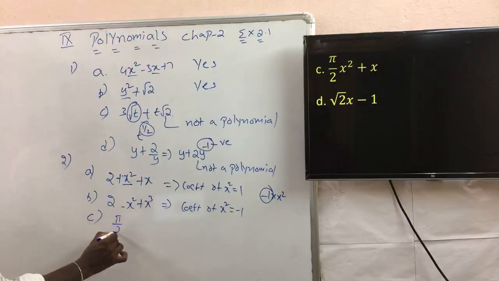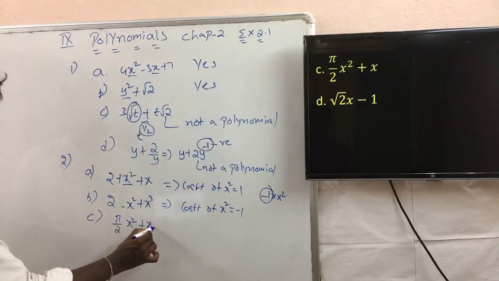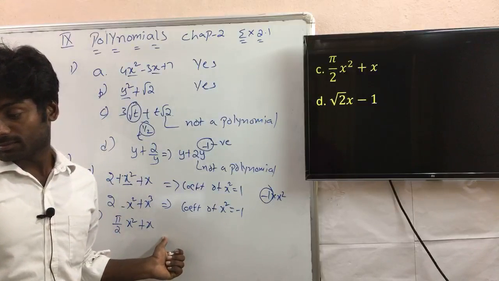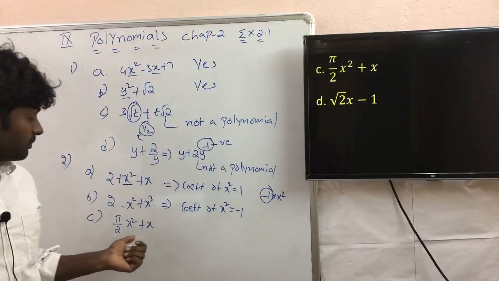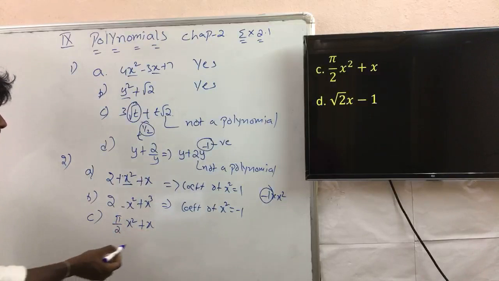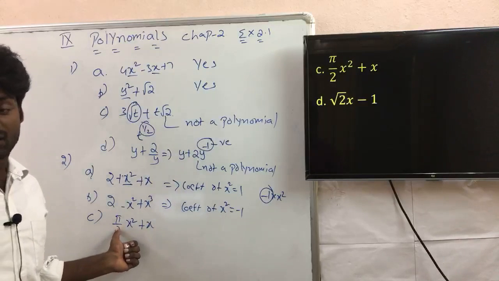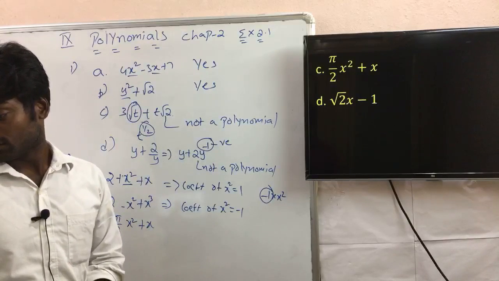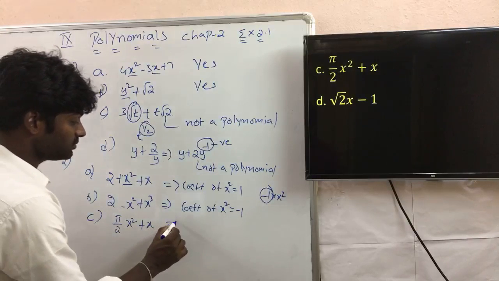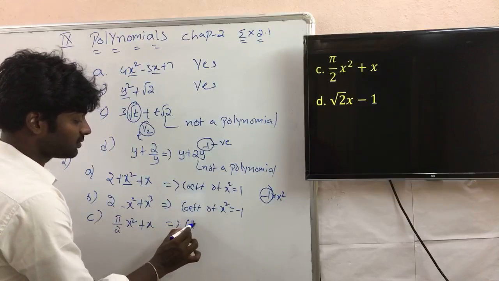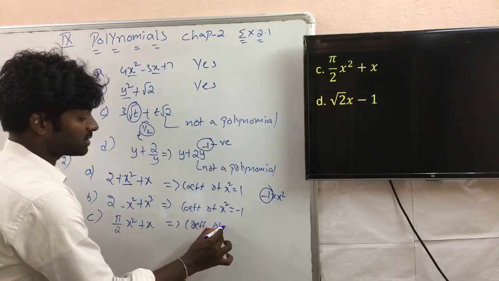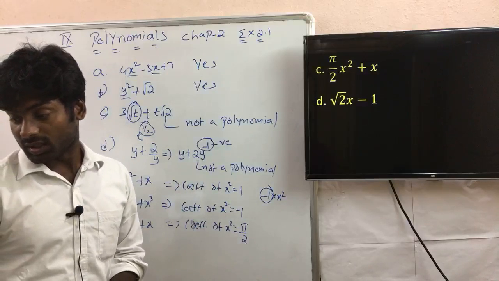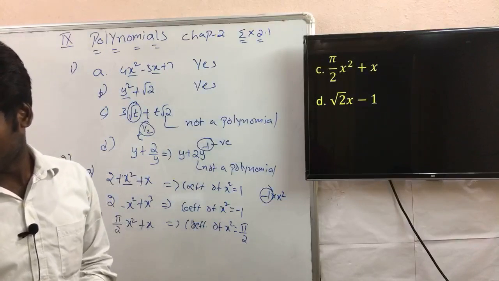Pi by 2 x square plus x. Now I need again the coefficient of x square here. As Riddhi said, it is pi by 2. Coefficient of x square equals pi by 2. Selvi, it is pi by 2.